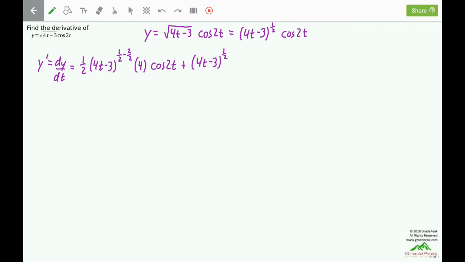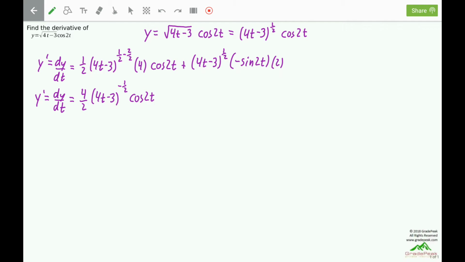The derivative of cosine is negative sine of 2t, and then we have to multiply by the derivative of its inside, which is a 2, to complete its chain rule. The next steps are going to involve simplifying this result. For this first term, I'm going to move the 4 out with the 1/2. As a matter of fact, we can multiply them, and it'll become 4 over 2, which can reduce. We have a 4t minus 3 to the 1 minus 2, negative 1 over 2, cosine of 2t.